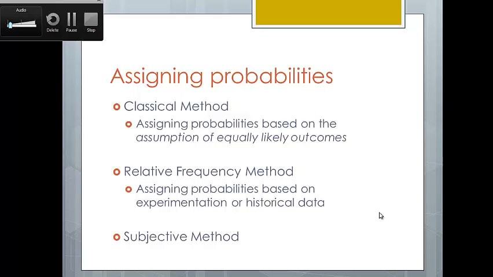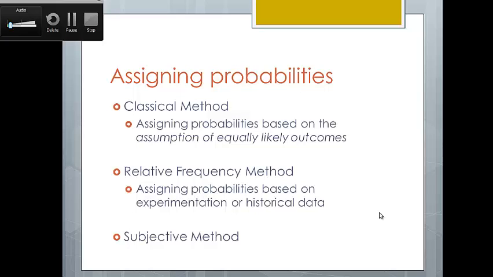Assigning probabilities: the classical method of assigning probabilities is based on the assumed equal likelihood of each outcome. So that would be something that you would see for things that are clearly known, like the die rolling, the coin flipping, the cards. The relative frequency method is going to be something that you would see in a more application type thing.